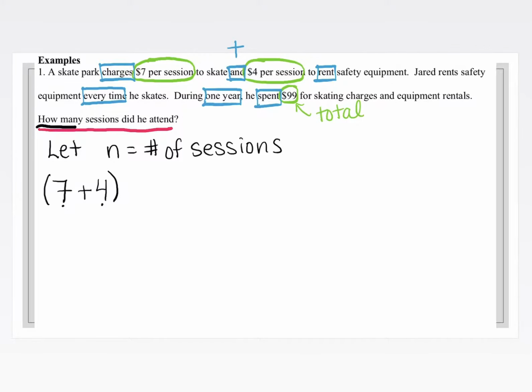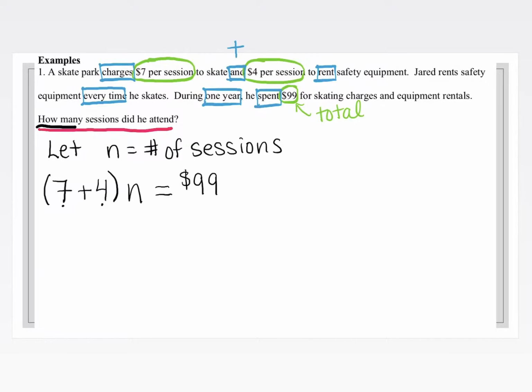Now every single time that Jared goes to skate, he has to spend this $7 and this $4. We're going to multiply this times the number of sessions that he will skate during the entire year. And we know at the end of the year, this is equivalent to a total of $99 that Jared spent.